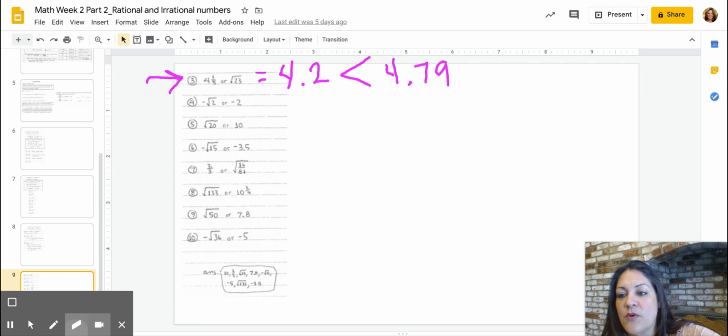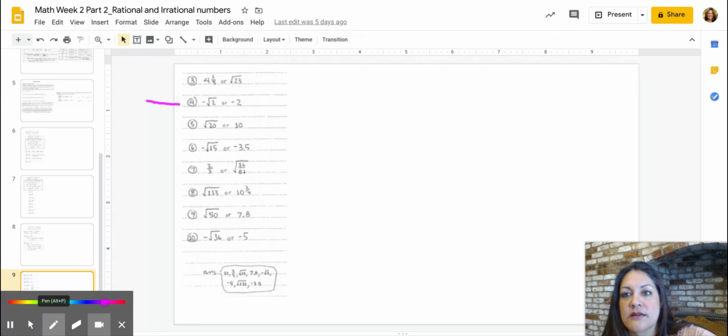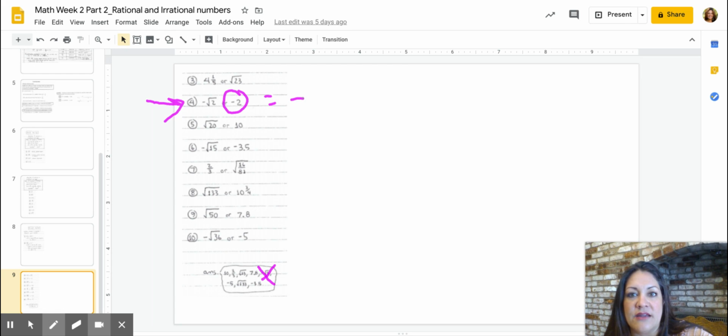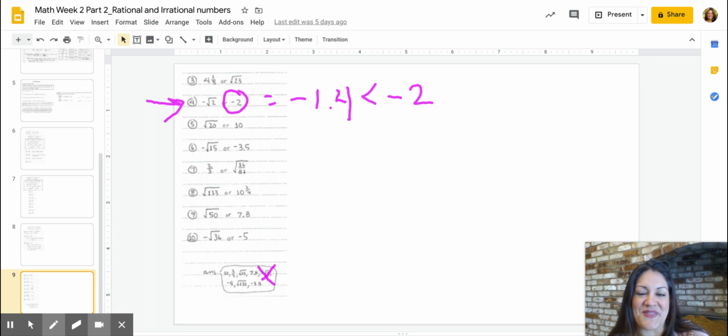Okay. This next one, number 4, negative square root of 2 or negative 2. Well, they're both going to end up being negative numbers. Square root of 2 is going to be smaller than 2. They're both negative, so obviously negative 2 is going to be bigger. Oh, but then it's not down here. Let's see here. This right here is wrong, because if I work those out, this ends up being negative 1.41 and negative 2. So of course, negative 2 is bigger. Answer key's wrong on that one.